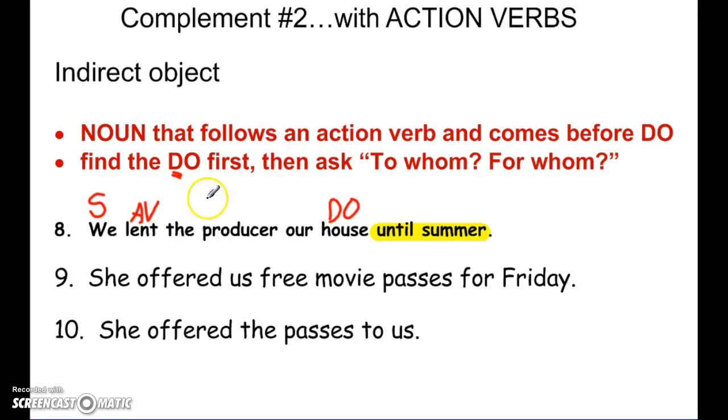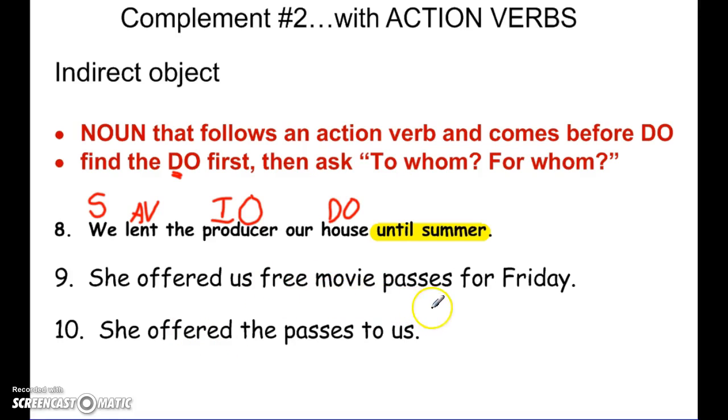Now here I see a lot of words left between my action verb and my direct object. So I'm going to go another step. We lent our house to whom or for whom did we lend our house? To the producer. I've got an indirect object that falls between my action verb and direct object and answers the question to whom or for whom.